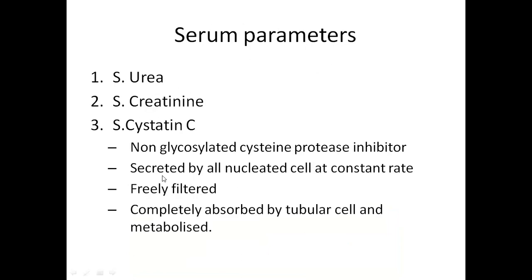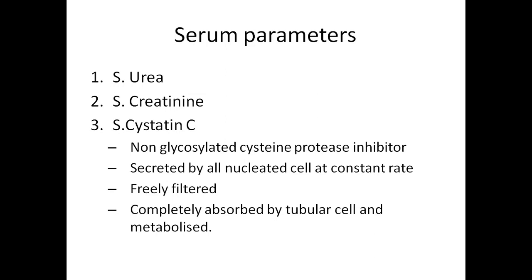And third is a newer marker for assessing renal function: serum cystatin C level. It is a non-glycosylated cysteine protease inhibitor secreted by all nucleated cells, freely filtered but completely reabsorbed by renal tubular cells. After reabsorption, it is completely catabolized in the renal tubular cell, so it does not re-enter the circulation. Remember, it is completely filtered and completely reabsorbed, but after reabsorption it is completely catabolized and never enters the circulation again.